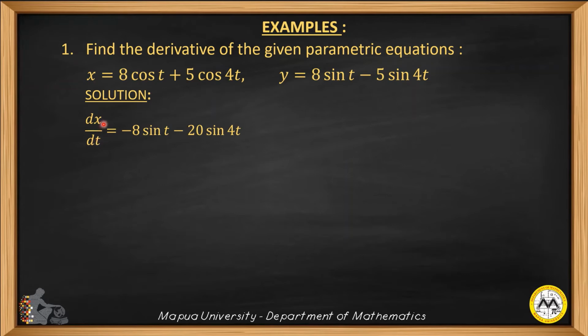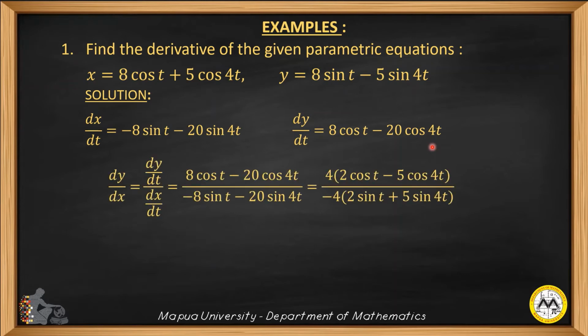The derivative of x with respect to t would be given by negative 8 sine of t minus 20 sine of 4t. Recall that the derivative of cosine u is equal to negative sine u times du/dx. As to the derivative of y with respect to t, we will have it equal to 8 cosine of t minus 20 sine of 4t. Again, recall that the derivative of sine u is equal to cosine u times du/dx.